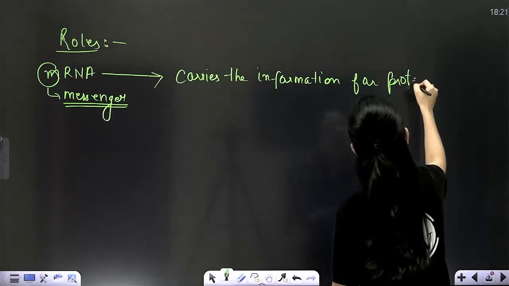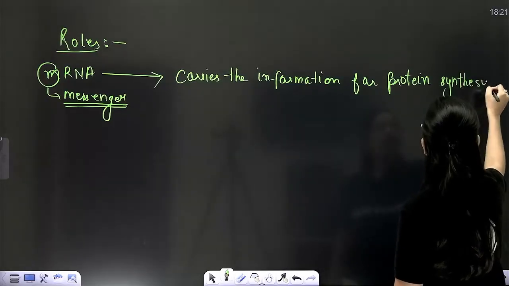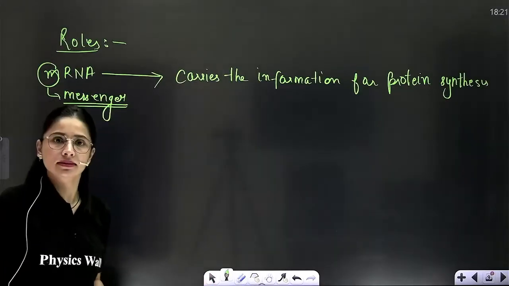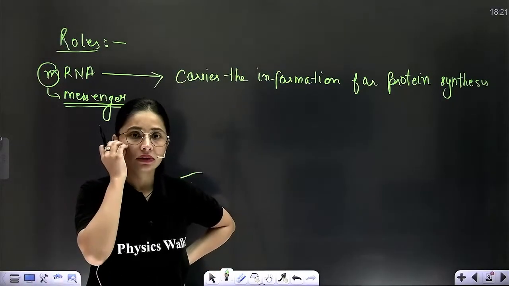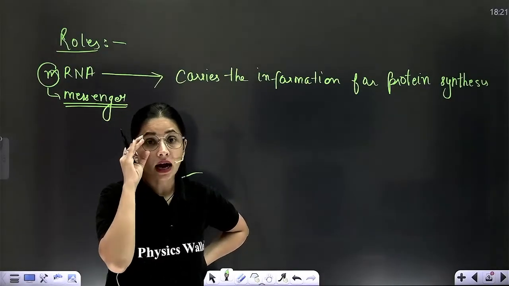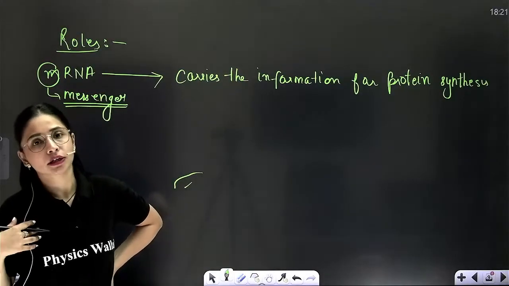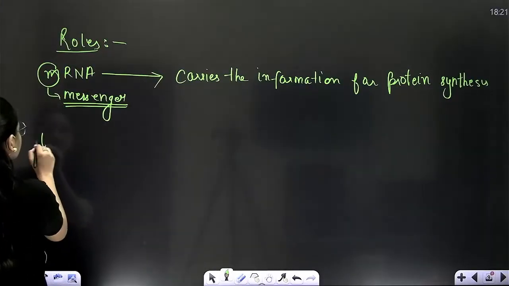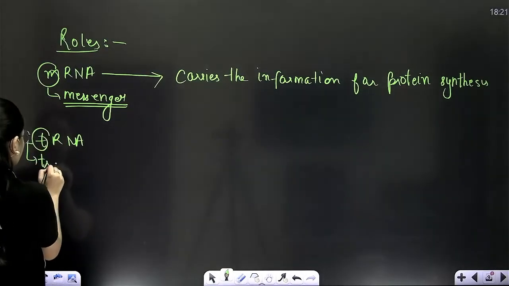for protein synthesis. When I teach you translation, there you will see the exact role of every RNA in protein synthesis. Right now we are just doing the theoretical part, but once I teach you the concept of translation, you will see how every RNA plays its role in protein synthesis. Next is tRNA. Beta, T stands for transfer.